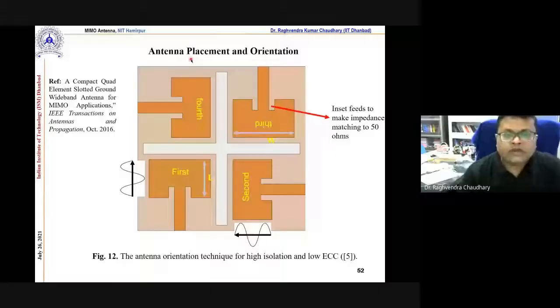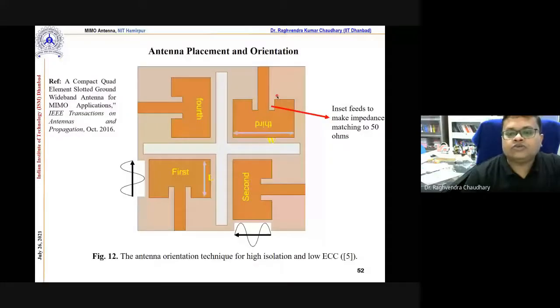The other thing is placement. Here you can see one example I presented, where I took the inset feed of the patch antennas. You can see the antennas are there and the orientation is completely different. They are orthogonal to each other. If you compare these two, you will find them 90 degrees apart. So in this way, what is happening? There is no crosstalk, as well as at the far field as well. Correct.